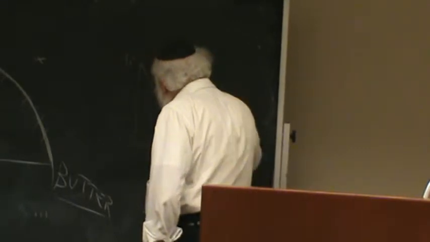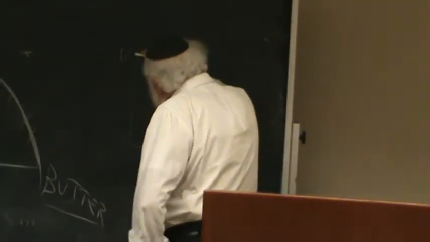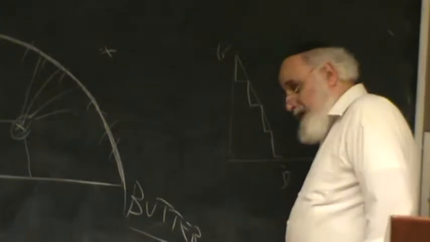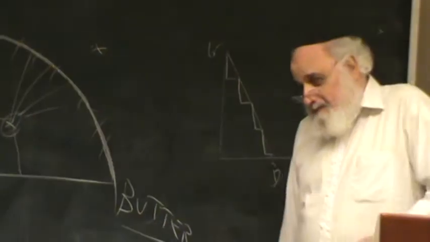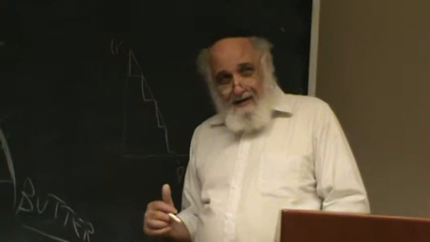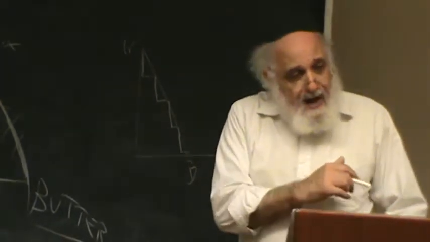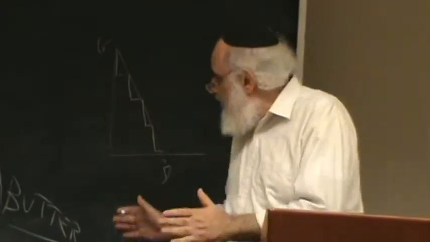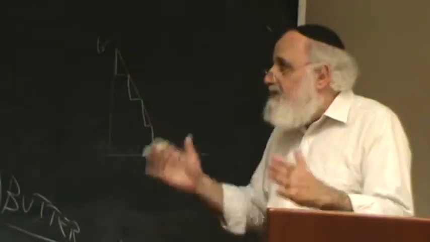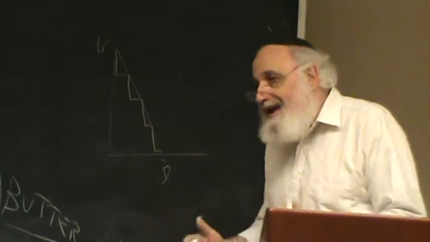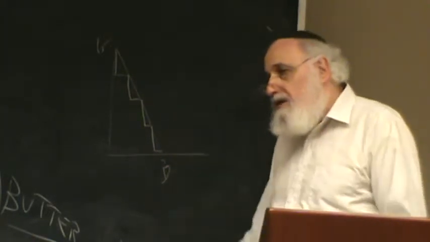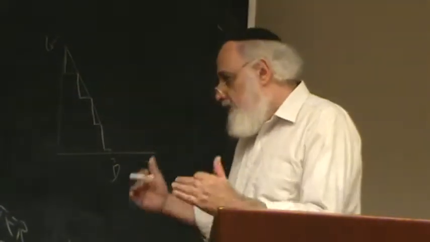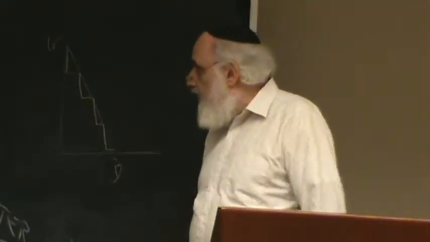What it means to be a straight line is that, for example, in this straight line, it's two guns, one butter, two guns, one butter, and so on. Meaning, every time you give up two guns, you can add one butter, all the way down the curve. In other words, the slope is constant. The rate at which you can trade guns for butter is constant. That's what a straight line means.